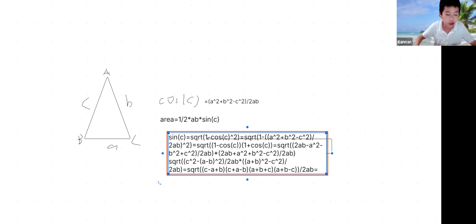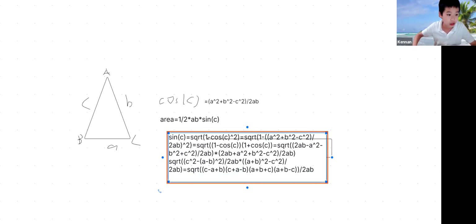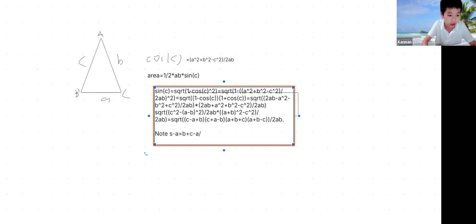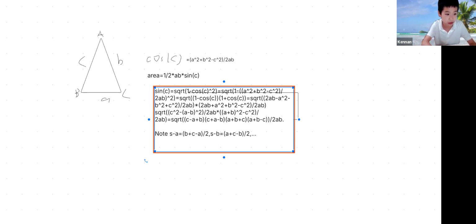And then we substitute the semiperimeter. Note s minus a equals b plus c minus a, over 2, where these are in parentheses. s minus b equals a plus c minus b over 2. You can basically guess the rest. Okay, so then plugging this in, we basically plug it back in.